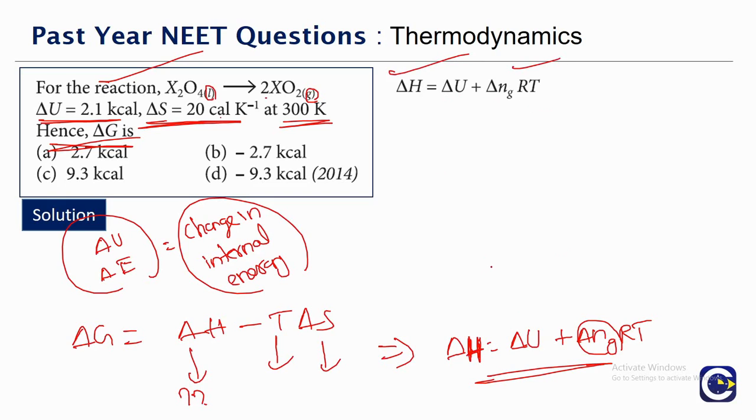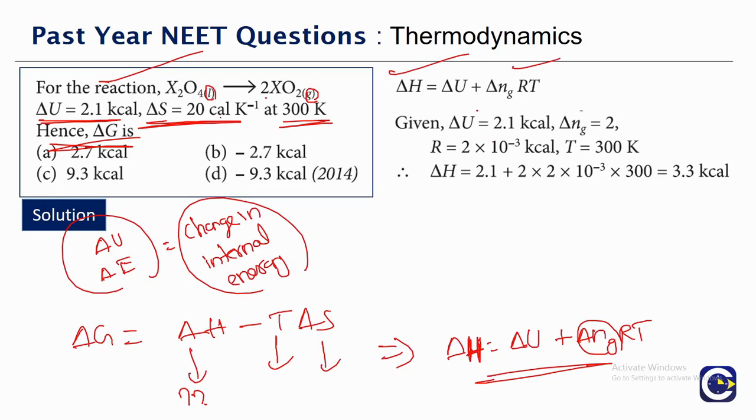So what is the value of delta U? 2.1 kilocalories. And delta Ng? Look at this: on the product side, what is the number of gas moles? 2, because we have 2 moles of X2O2 gas. On the reactant side, there is no gas. The reactant is what? Liquid.